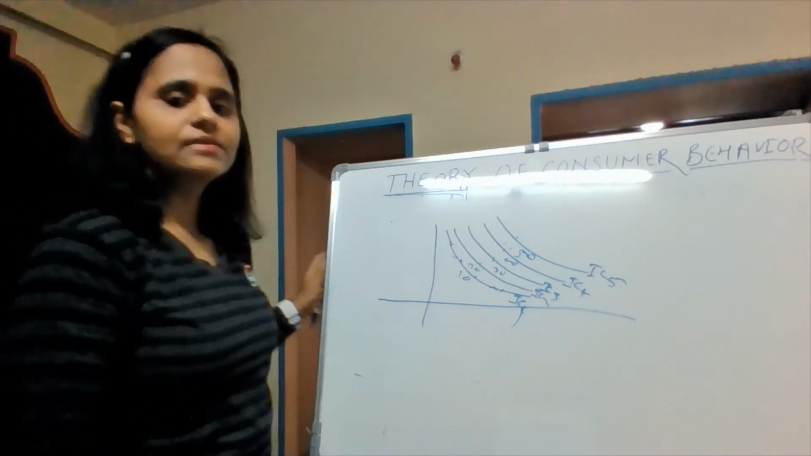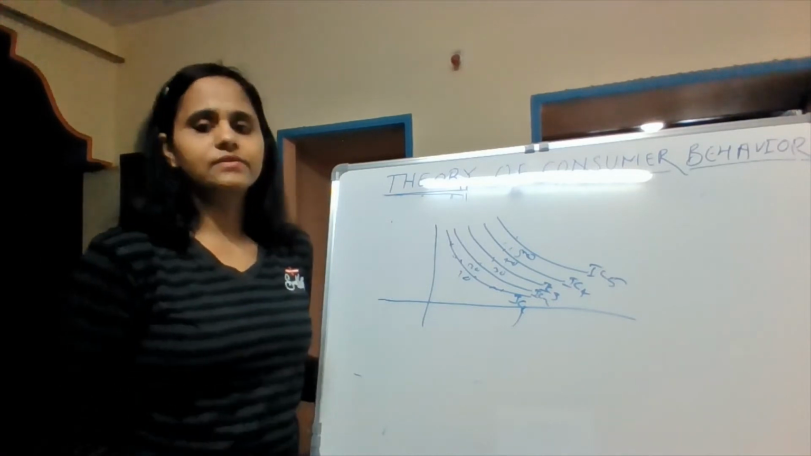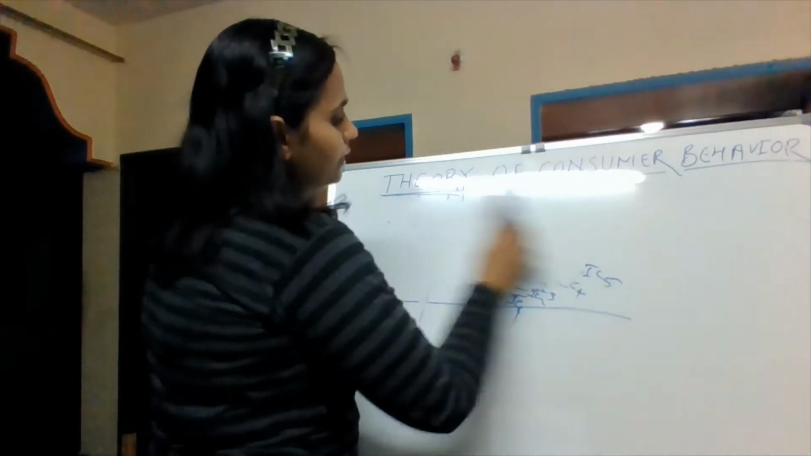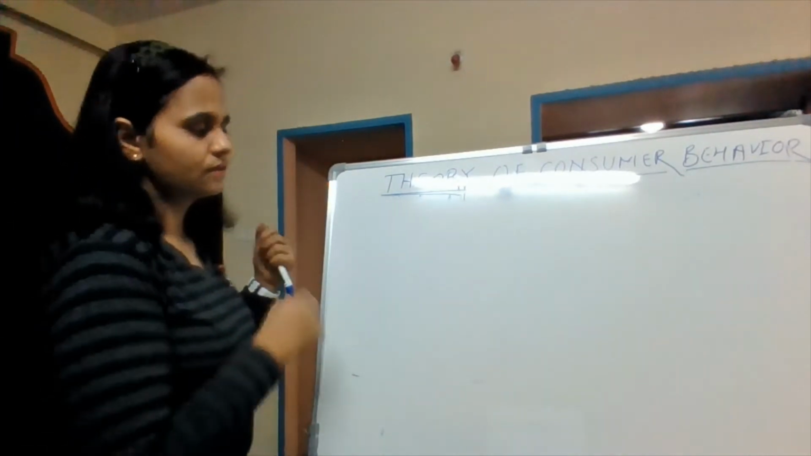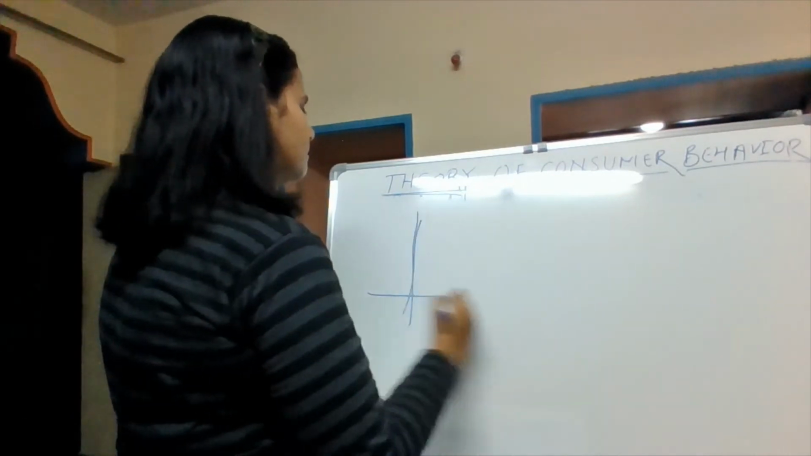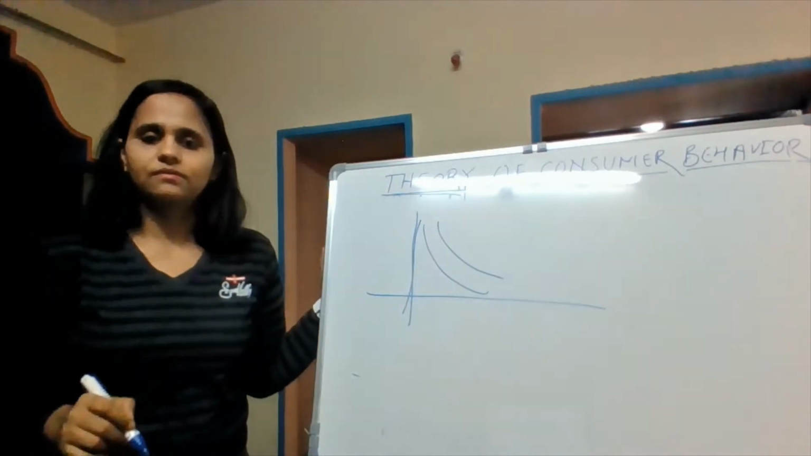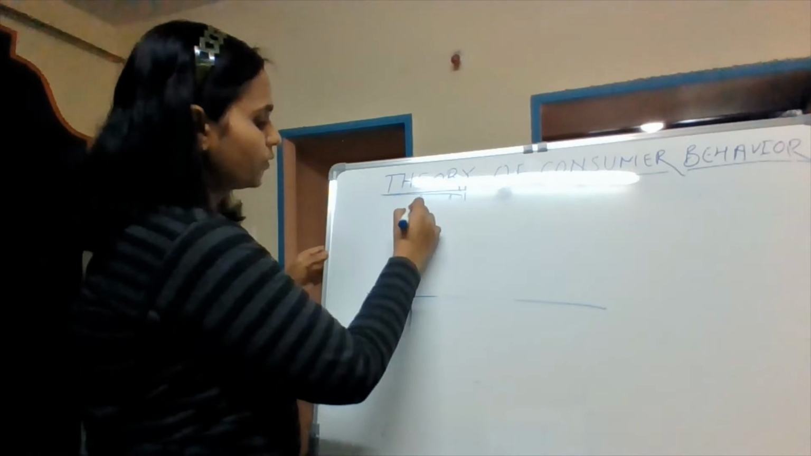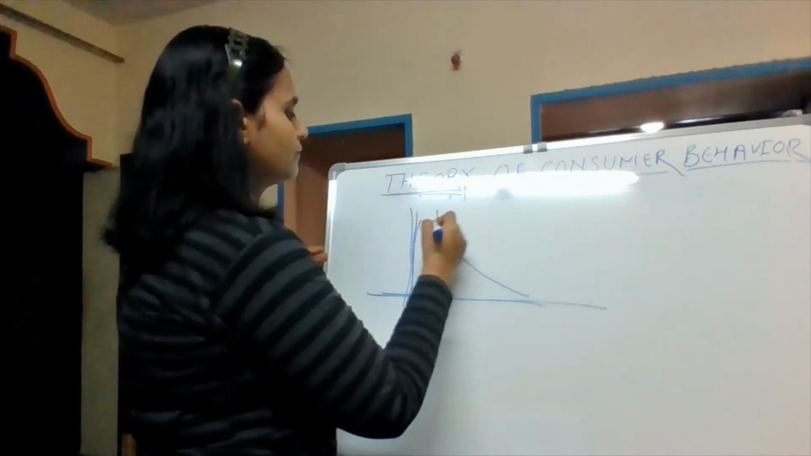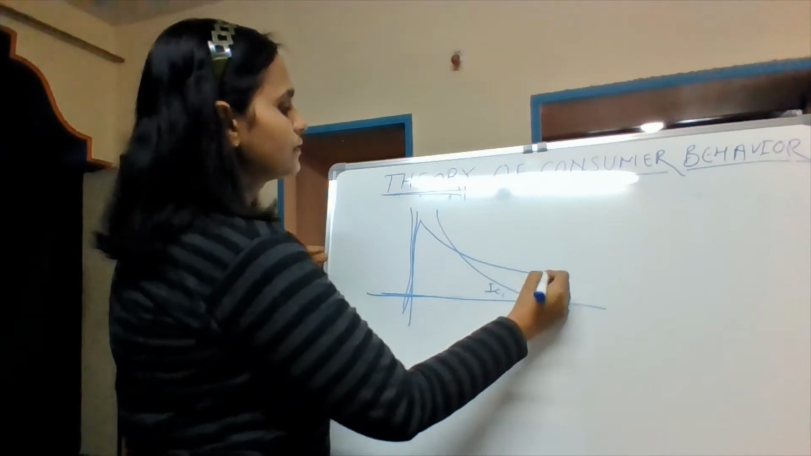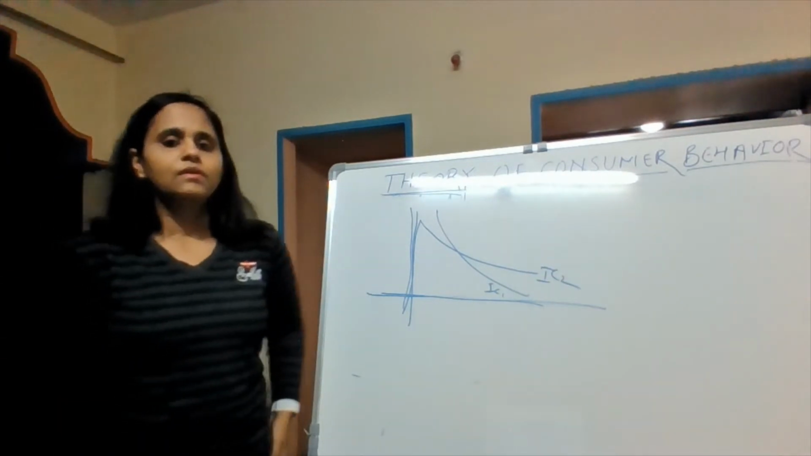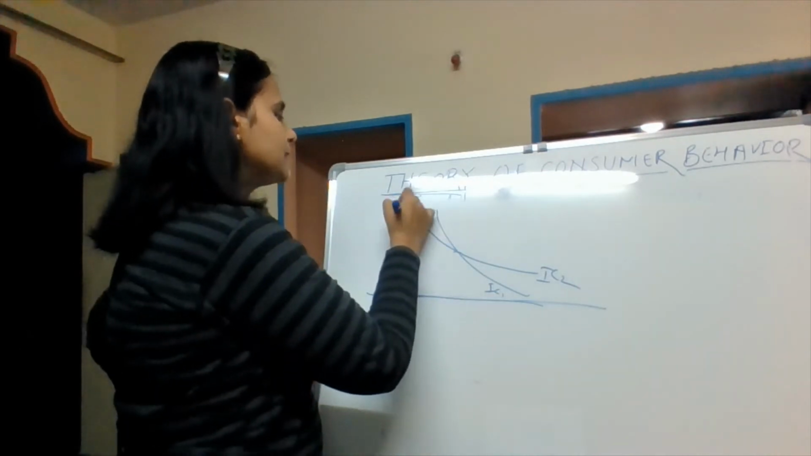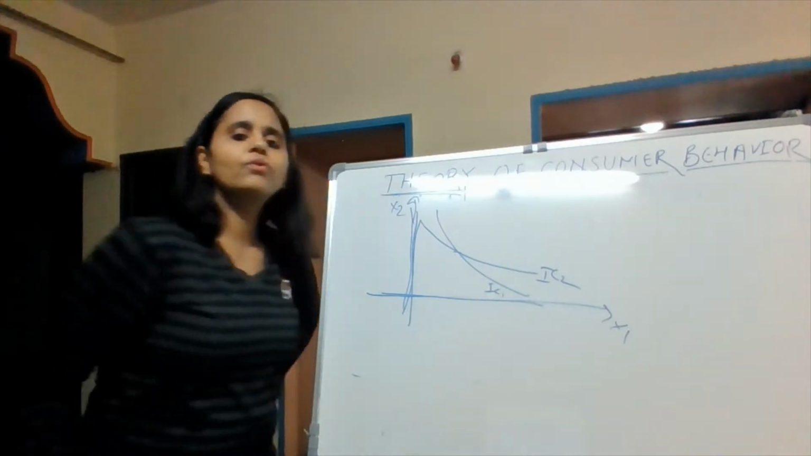The next property is that indifference curves cannot intersect each other. So your indifference curves will always be parallel to each other. If they cannot intersect, that means they have to be parallel. So consider they intersect. This is one indifference curve IC1, this is another indifference curve IC2, and they are intersecting, so it is not parallel. This is x2, this is x1.